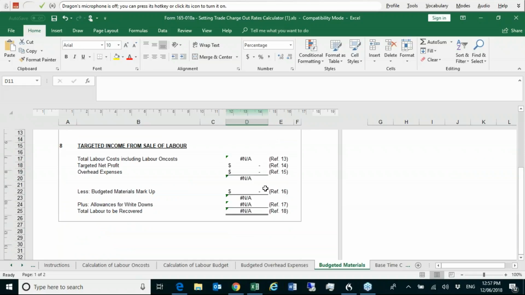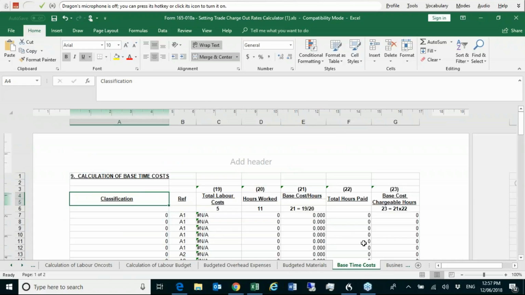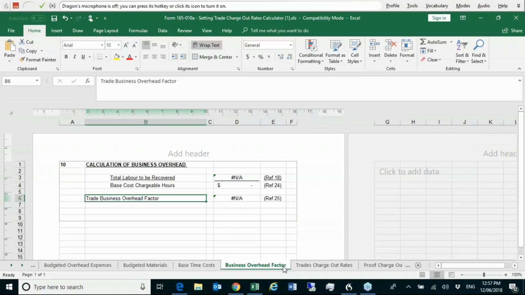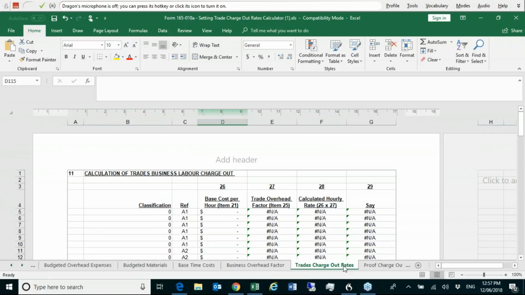And then we look at the targeted income from sale of labour, which is obviously going to be the labour costs, the targeted net profit, the overhead expenses, less the budgeted materials markup. So that will give us an amount of labour to be recovered. The system will then calculate the base time cost. The business overhead factor will then be calculated, and the system will then go through and calculate the charge out rates that are correct on a mathematical basis, and they're correct as long as everything works.